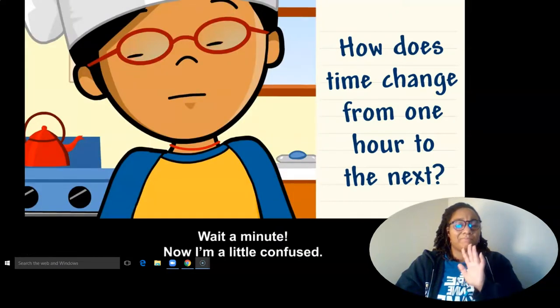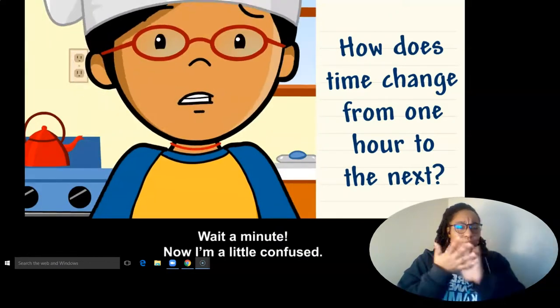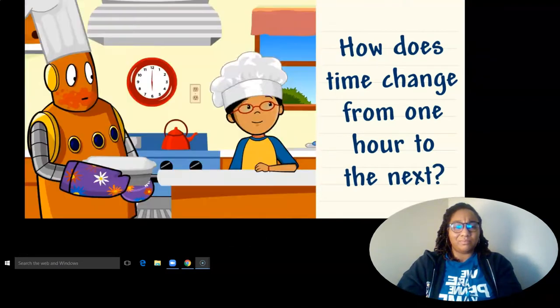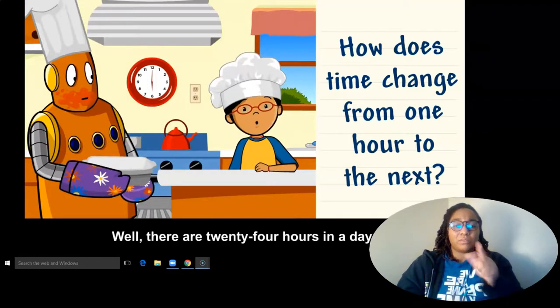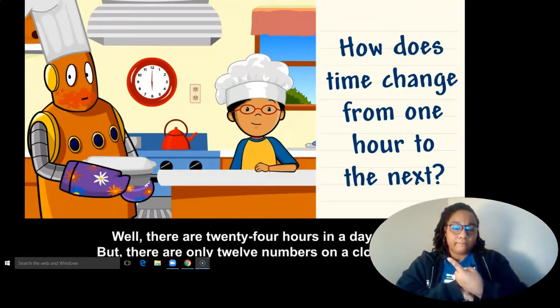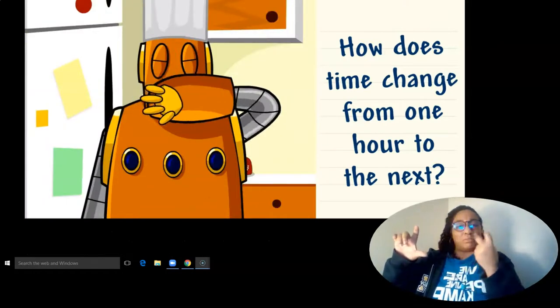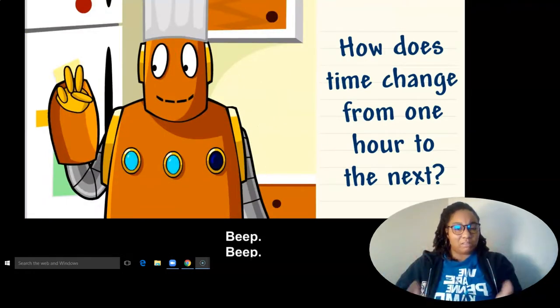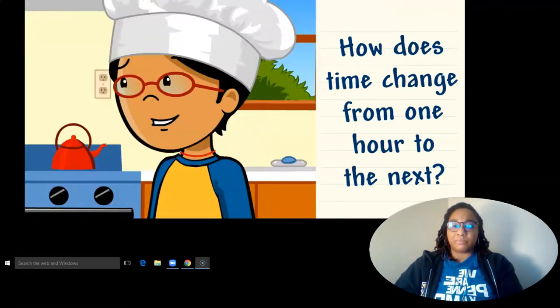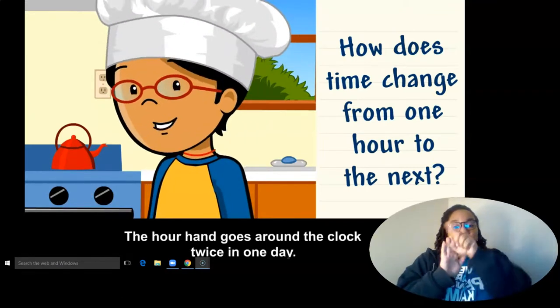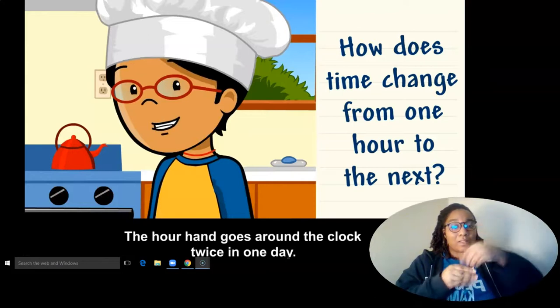Wait a minute. Now I'm a little confused. Well, there are 24 hours in the day, but there are only 12 numbers on a clock. Right, Moby. The hour hand goes around the clock twice in one day.